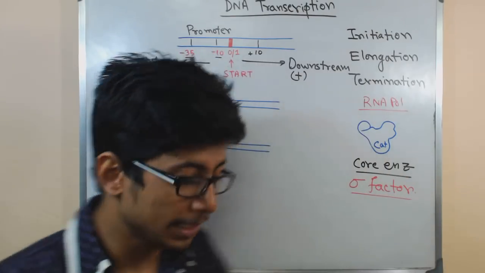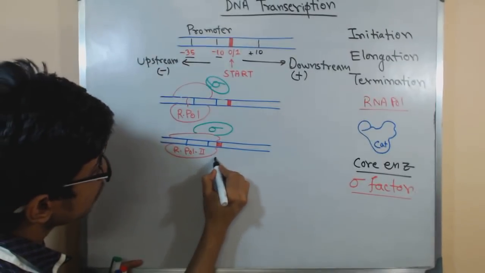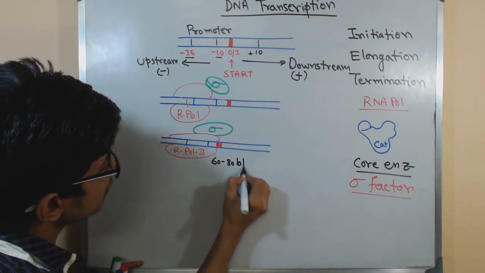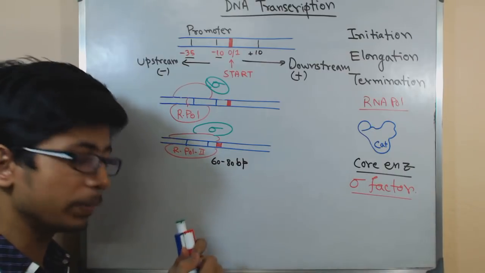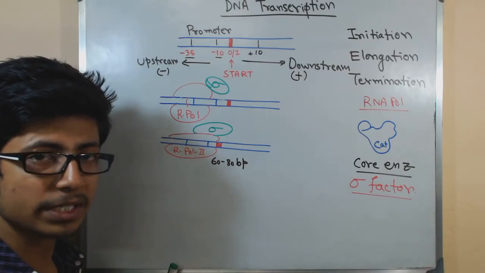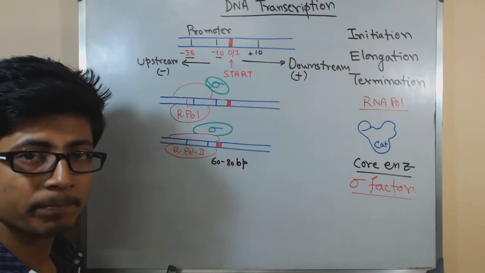And during this stretch, they can actually cover up to 60 to 80 base pairs. So you can see how much bigger the RNA polymerase enzyme can be, right?